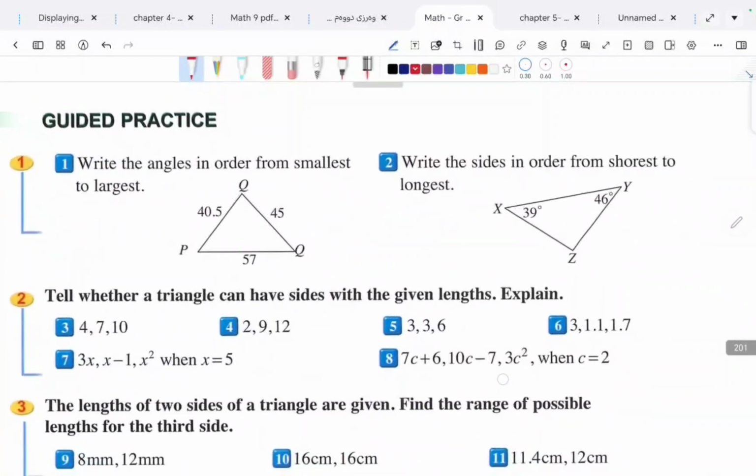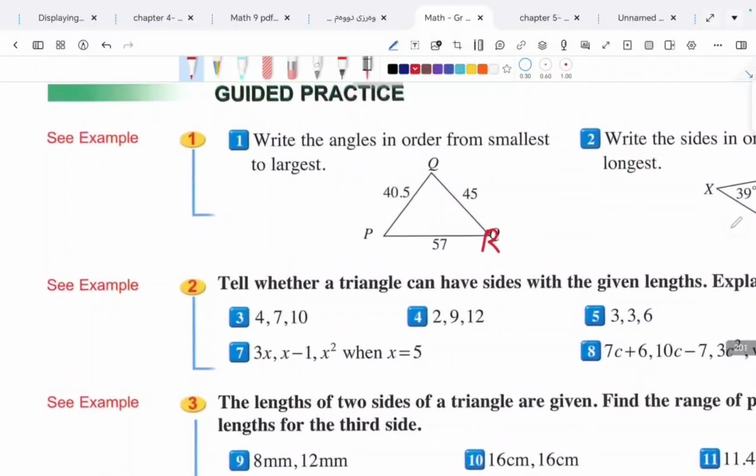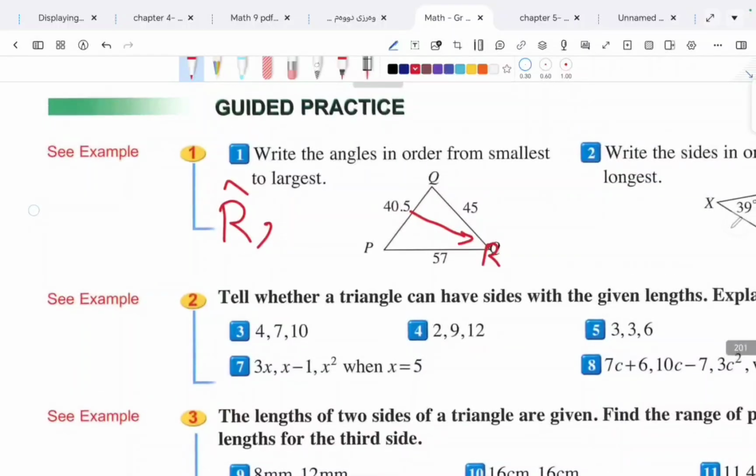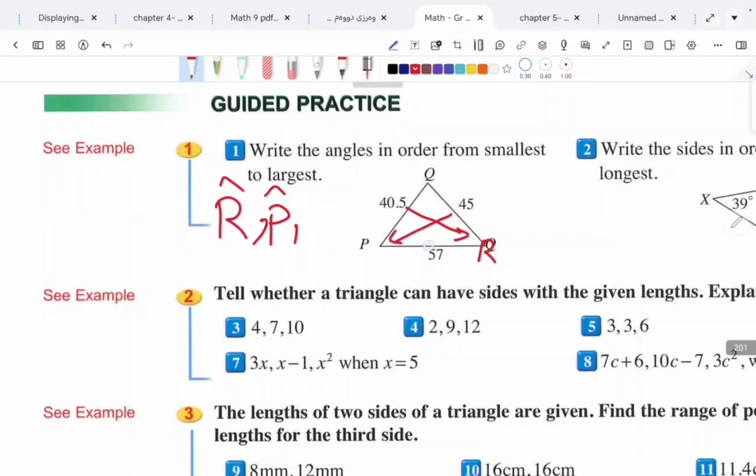Let's solve some examples. Question 1. This is not Q, this one is R. Write the angles in order from smallest to largest. As you can see, the side lengths are given, so you have to find the angles. Which side has the shortest length? It's 40. It's opposite to what? It's opposite to R. The second shortest one is 45. It's opposite to P. Then the third one is 57 and it's opposite to Q.